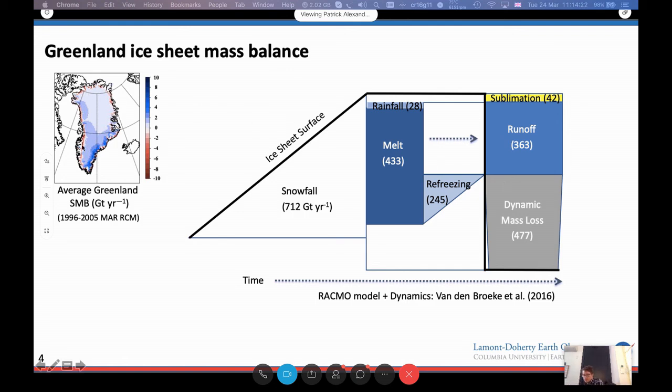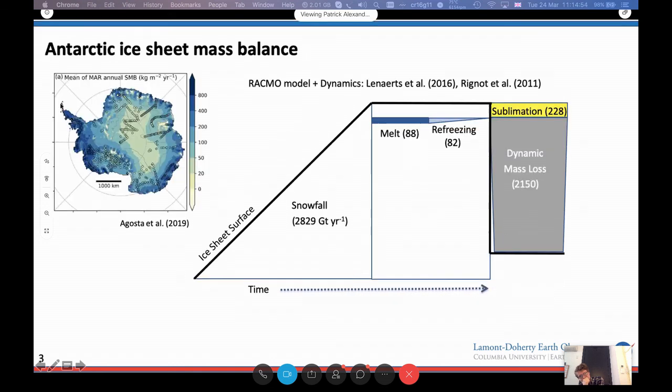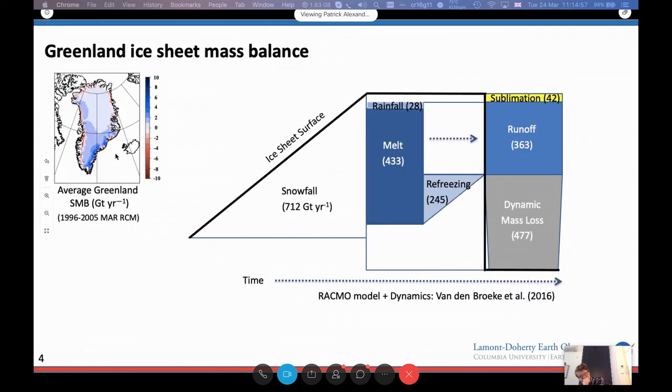And you can see that along the margins of the Greenland ice sheet, we have negative mass balance. We don't really see that for the Antarctic ice sheet. So there's very little melting there. Most of the negative mass balance areas are areas where there's wind scour and sublimation happening. So there are some of the same processes, but also different processes are more important in Greenland versus Antarctica.